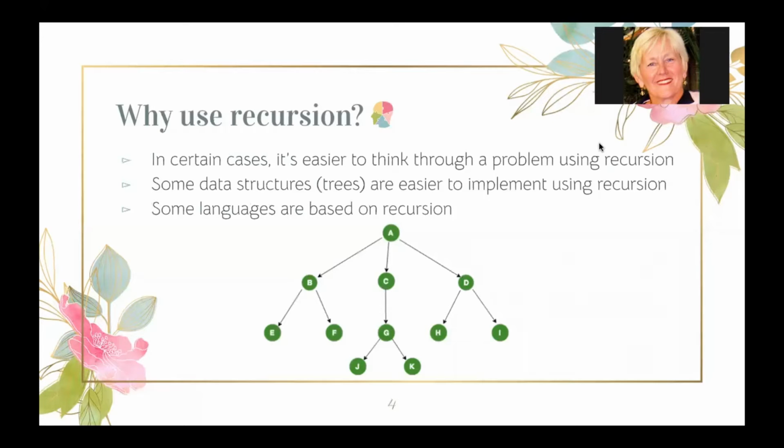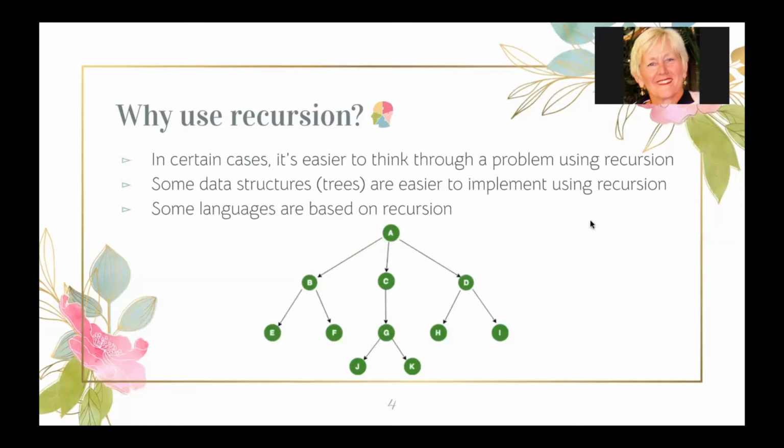So next, if recursion is just like a for loop underneath, why do we ever use recursion? The reason recursion is good is that in some cases, it's actually easier to think through a problem recursively. Recursion also makes things a lot more readable if you understand how to read a recursive method. Also, there are some data structures, like trees, that are easier to implement using recursion.